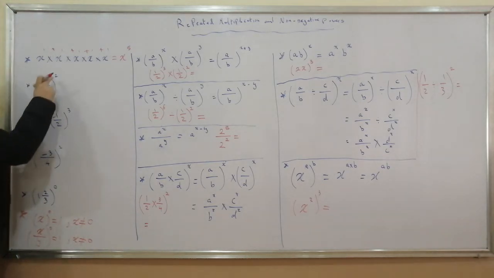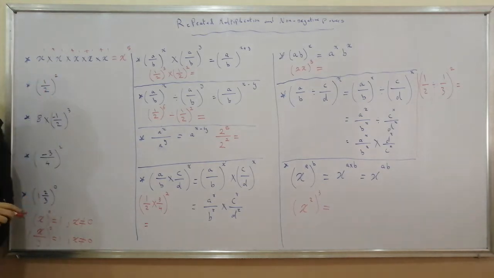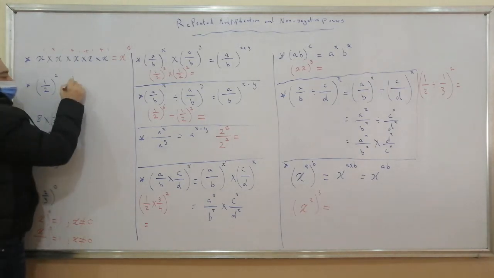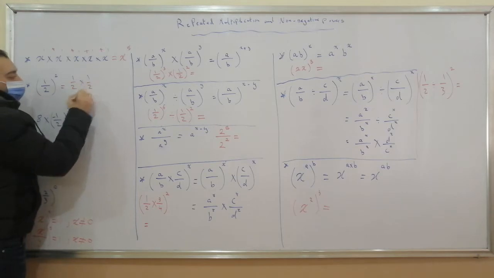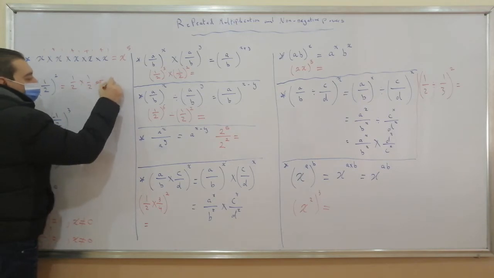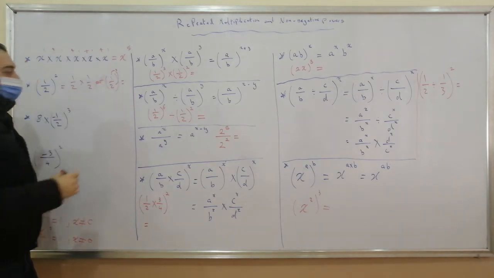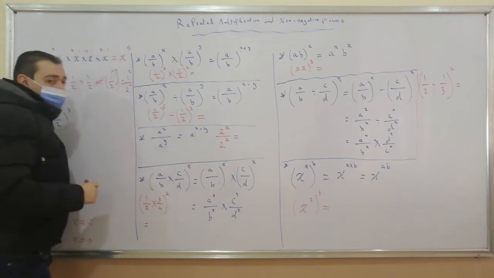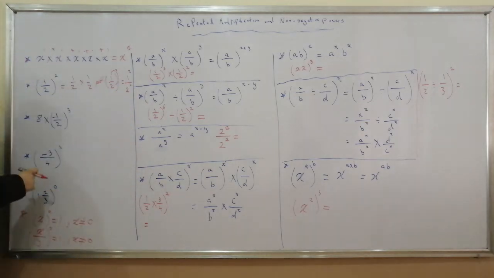1 over 2 all to the power of 2. This means either one of two ways, 1 over 2 times 1 over 2, or 1 over 2 all power 2 equals, we distribute the power over the factors inside the bracket, which is 1 power 2 over 2 power 2.